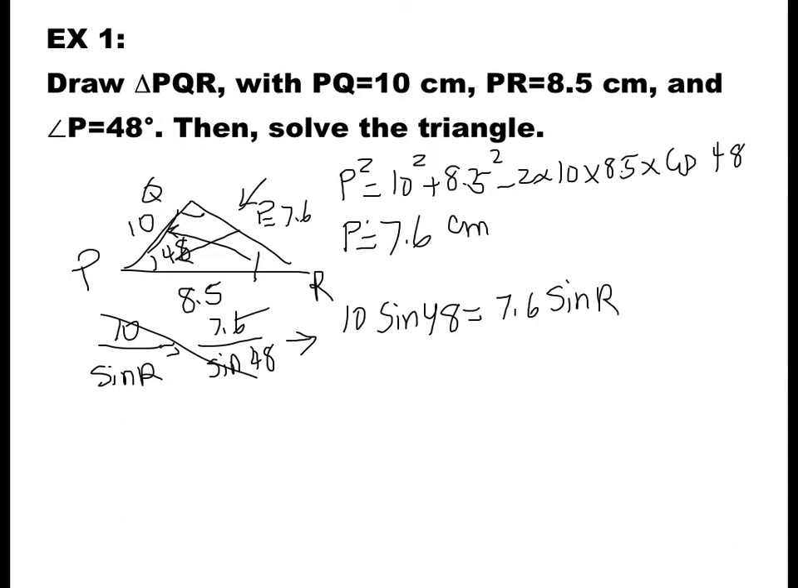To find sine R, I'm going to divide by 7.6 both sides. And I get sine R is 10 sine 48 divided by 7.6. If you use the inverse sine on your calculator, you are going to find that R is approximately 76.3 degrees.